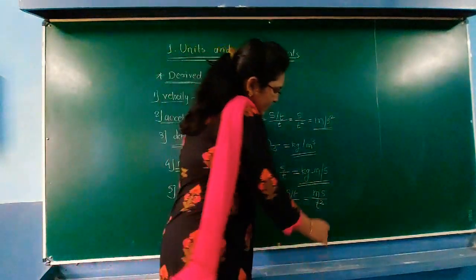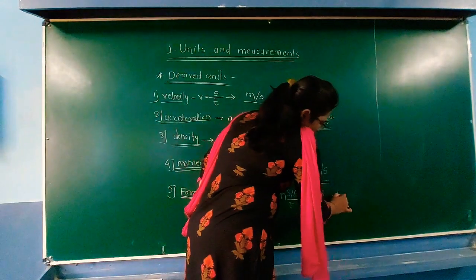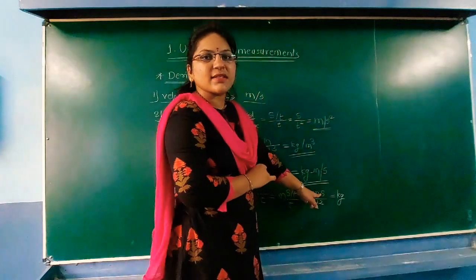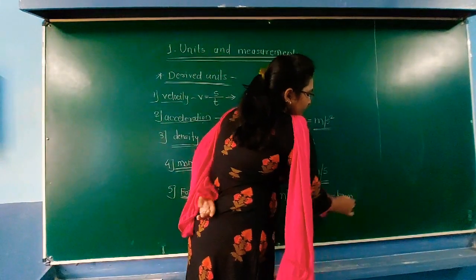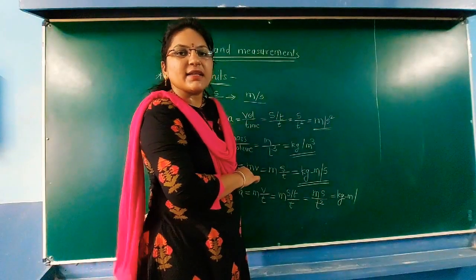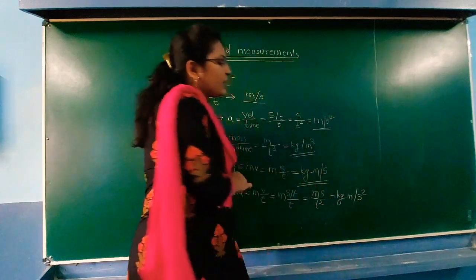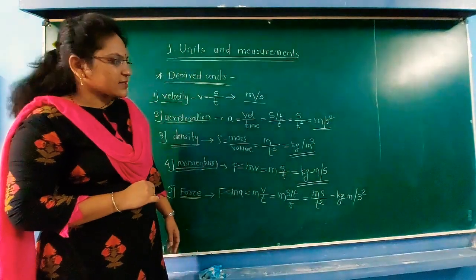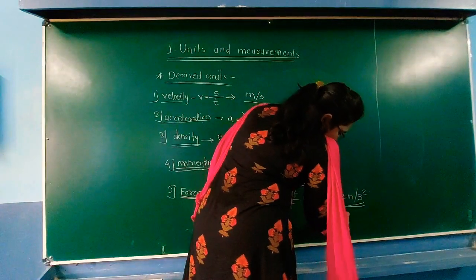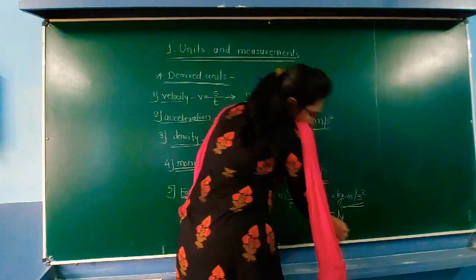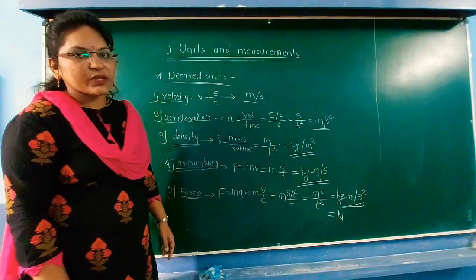Here we can write the SI unit. For mass, SI unit is kg. What is S? S is the length. Length is measured in meter. Then T square, T is the time. SI unit of time is second. So we can write kg meter per second square. This is the SI unit of force, for which we can write capital N, that is Newton. Force is measured in Newton.